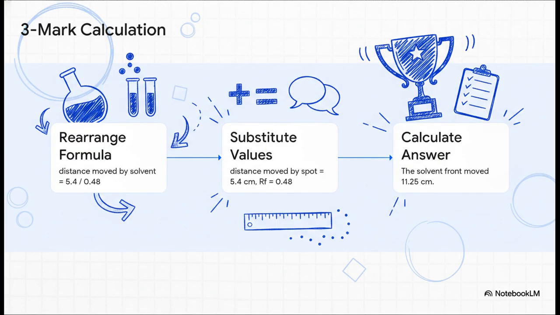And here's how you lock in all 3 marks. Mark number 1 is for correctly rearranging the RF formula. Mark 2 is for substituting the values in the right place, 5.4 divided by 0.48. And that final 3rd mark is for the correct answer, 11.25 centimeters. Showing your work here is absolutely essential. It's how you prove you know what you're doing.